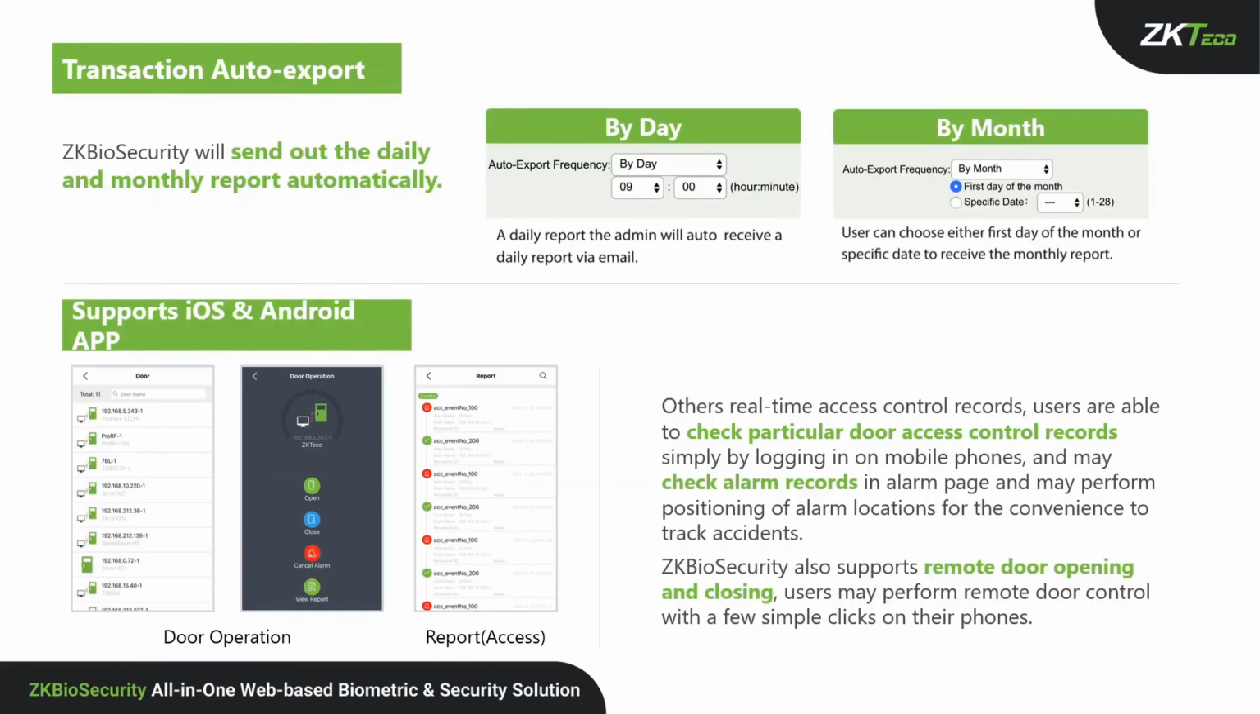For our transactions auto export, we mentioned from the start that there's an option in BioSecurity for auto export. In our option, there's by day and by month. So it depends on you what settings you want. But there's an option for by day and by month.